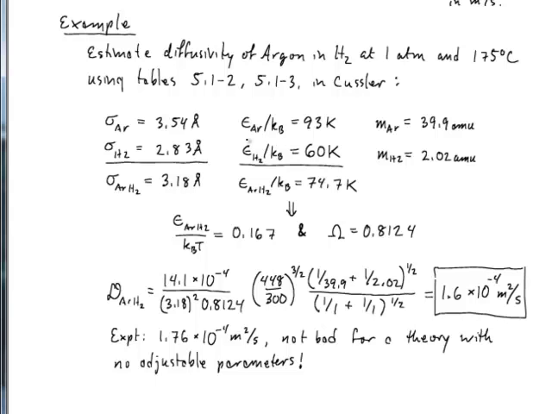So another parameter that goes into the Chapman-Enskog theory is this binding affinity in units of temperature. This is the epsilon. For argon, epsilon over Kb is 93 Kelvin, and for hydrogen it comes up to be 60 Kelvin, so the geometric mean of those two is 74.7 Kelvin. The effective mass, the atomic mass of argon, is 39.9 AMU. For hydrogen, it's 2.02 AMU.